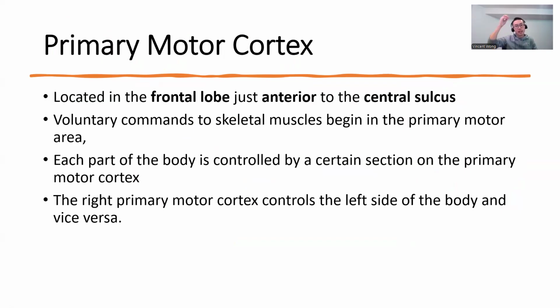If you have a stroke at those points, then you would not be able to control certain parts of the body. As I pointed out, each part of the body is controlled by a certain section on the primary motor cortex, and the right primary motor cortex controls the left side of the body and vice versa. Okay?